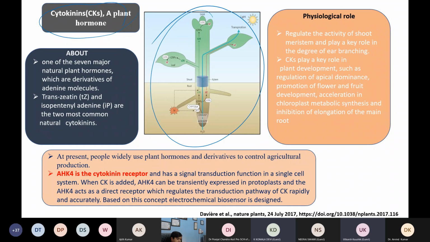So now what is happening? There is a cytokinin receptor, AHK4. This has the ability to have interactions, in particular with isopentenyl adenine. This is one of the very important cytokinins. So people have developed a sensor for this particular kind of plant hormone.